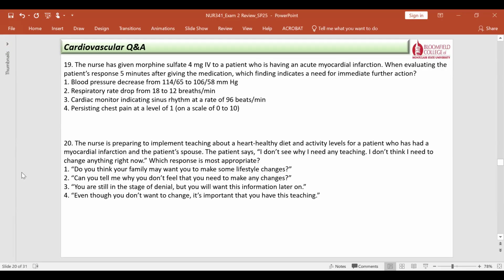The nurse has given morphine sulfate 4 mg IV to a patient who is having an acute myocardial infarction. When evaluating the patient's response 5 minutes after giving the medication, which finding indicates a need for immediate further action? I think we answered this question in class, right?